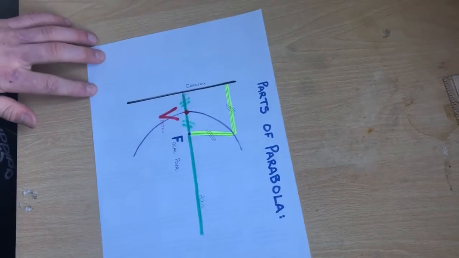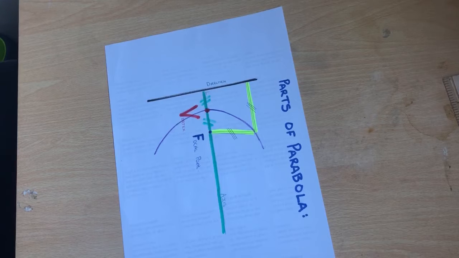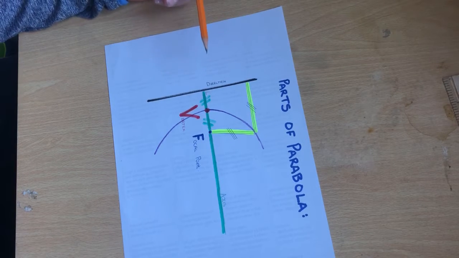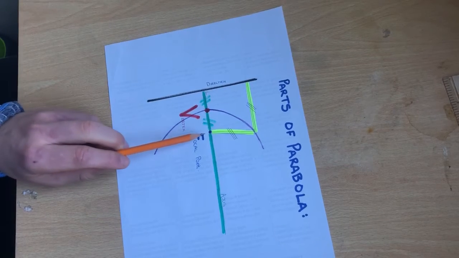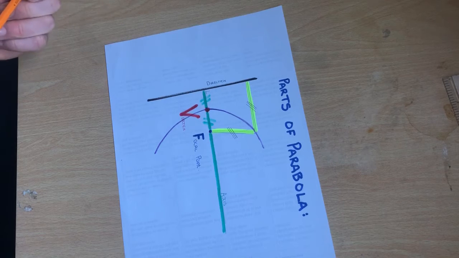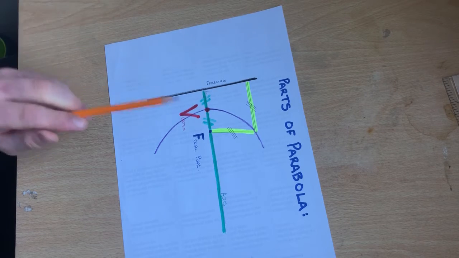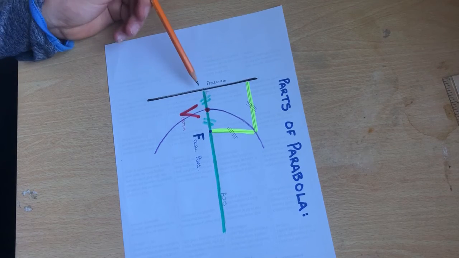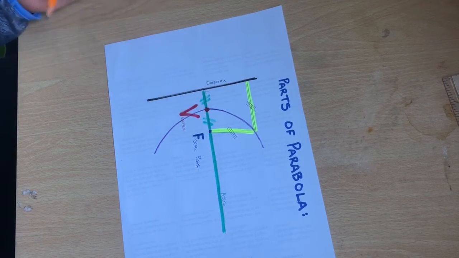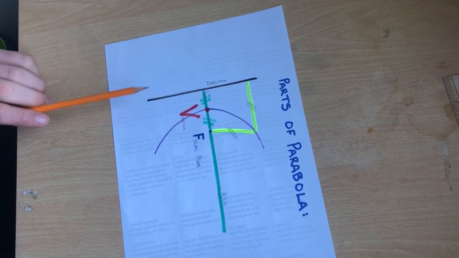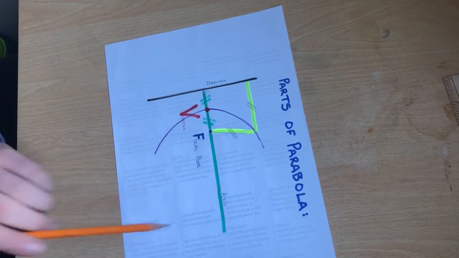So first of all, we're going to look at the parts of a parabola. The fixed line is called the directrix, here in black. The fixed point F is called the focal point. The vertex lies midway between the directrix and the focal point, like so. To get your vertex, you must get halfway between the directrix and the focal point, and your axis is drawn perpendicular to the directrix through the focal point.